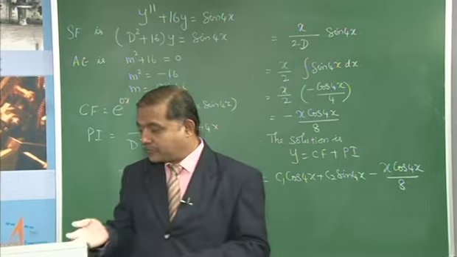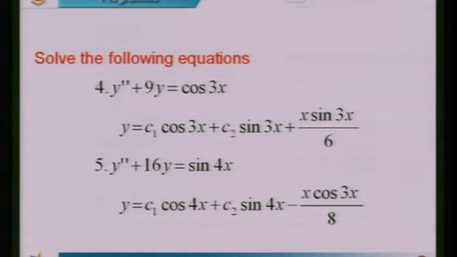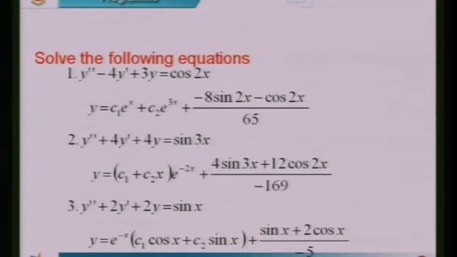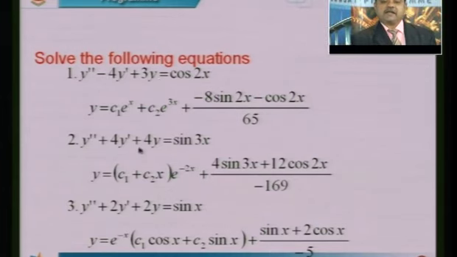See here, I have done the first question cos 2x, the second question sin 3x, you have to work this sin x. In sin x, what is the value of b? b is 1. So, replace d squared by minus 1 squared. You will get complex roots, that is why in the solution you can write CF as e power 0x, and this is going to be your solution, sin x plus 2 cos x by 5. This is a problem for the first idea, the basic idea of type 2.